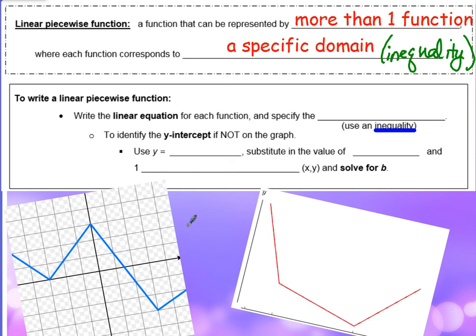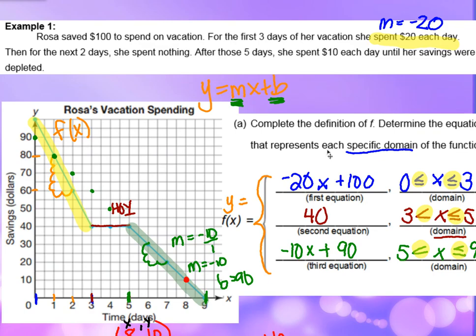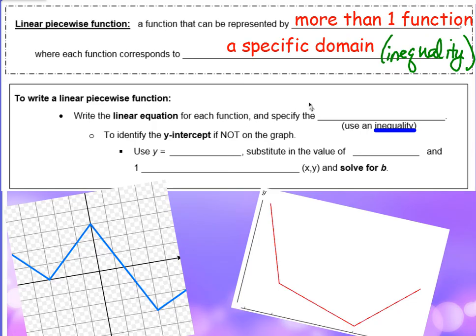So to write a piecewise function, which we are going to continue tomorrow, you need to know that we are going to write the linear equation for each function. Just like we did on the front, we wrote the equation for each piece. And you also need to specify the domain. So down below I've also included, remember, you must write it using an inequality when you do the domain. So that is just specifying where that function is occurring.